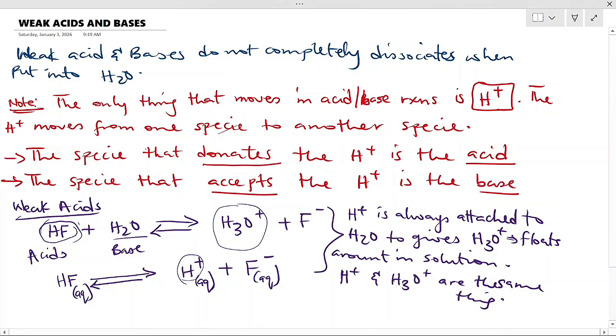Also notice the equilibrium arrows here, which show it does not undergo complete dissociation. In fact, for weak acids and bases, most of the reactants do not dissociate in solution. Because it does not completely dissociate, you must have an equilibrium, which is indicated by your forward and backward reaction. Thus, we can write an equilibrium expression for this reaction. Next slide.